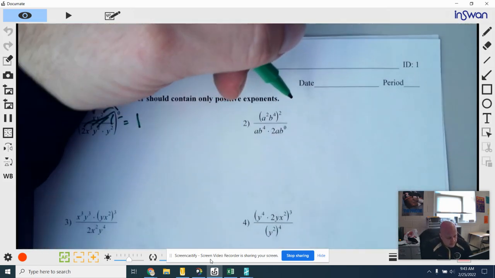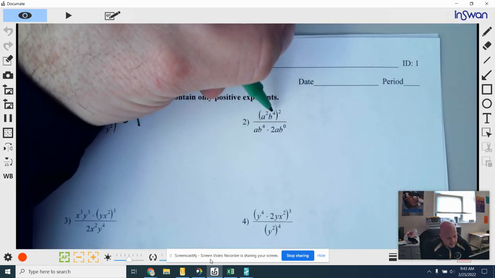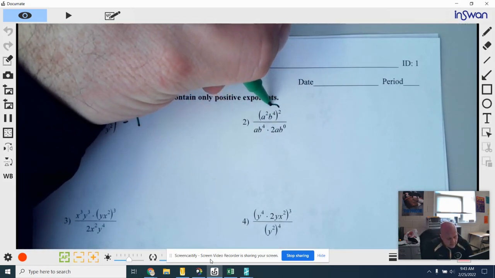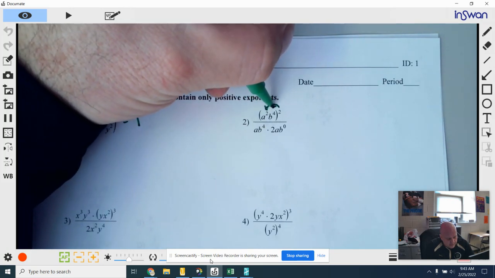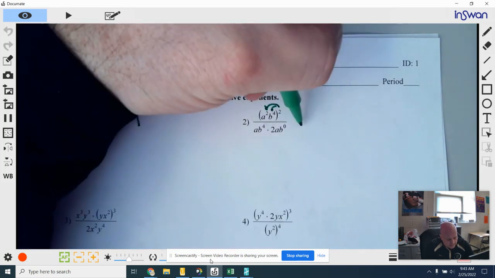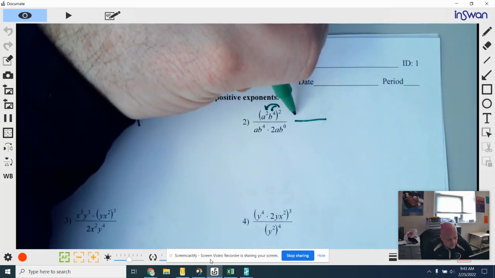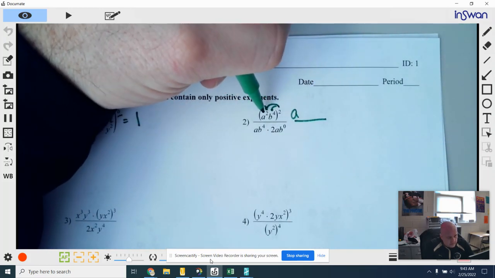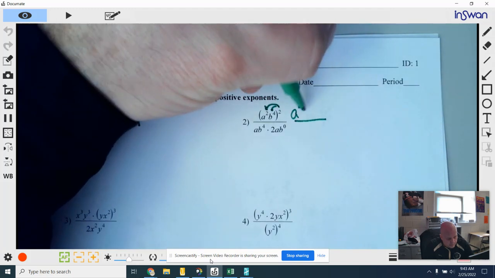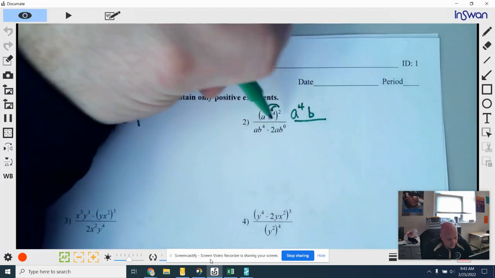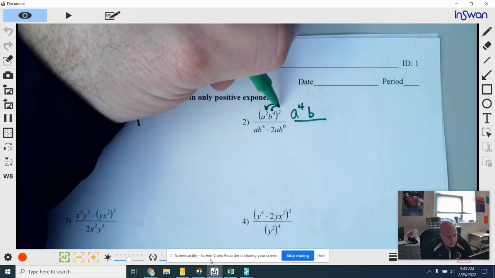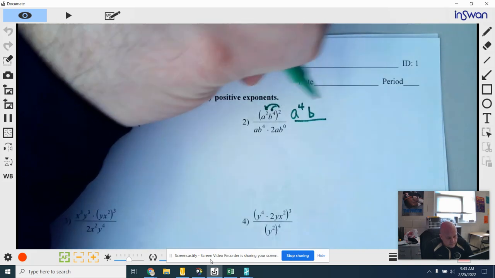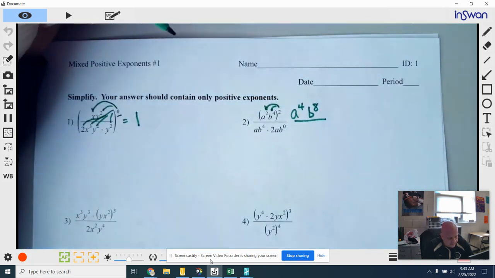Okay, now let's go to number 2. I'm going to tackle the top part first. Okay, I have my power, so I need to distribute this power into the top part. So that's a squared times 2. Well, this 2 times 2 gives you 4. And then I have my b, so it's to the power of 4 multiplied by 2. So 4 times 2 is 8.